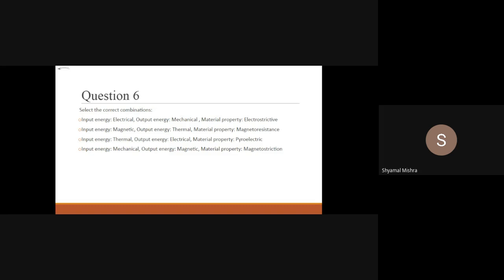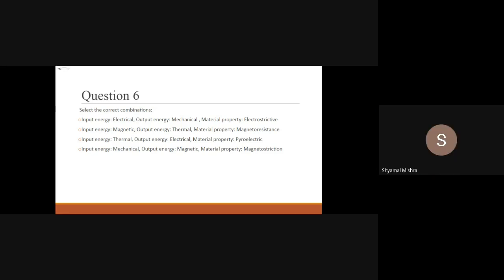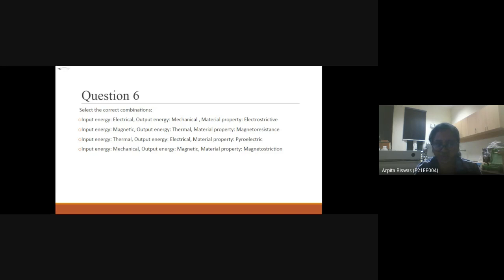More than one or two options are right here. The fourth one is also right. Okay, the third and fourth are right, magnetic and restriction. Is any other visible? No, ma'am. I think the third and fourth are right. And what about option A and option B?